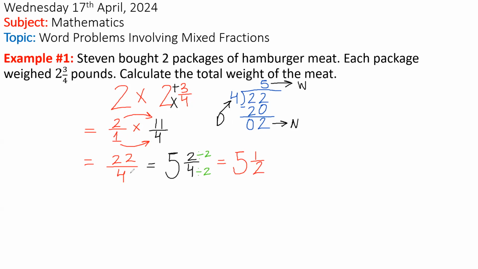All right. Then the next thing that we do is we take 22 over 4 and we divide these two numbers in order for us to get our mixed number. So we say how many times does 4 go into 22? 4 goes into 22 5 times. 4 times 5 is 20. And so we have 22 minus 20, which gives us 2. And so we are left with 5 and 2 over 4, which when you simplify it gives us 5 and 1 over 2. All right. Do you all understand this so far? Let me know if you understand this so far.